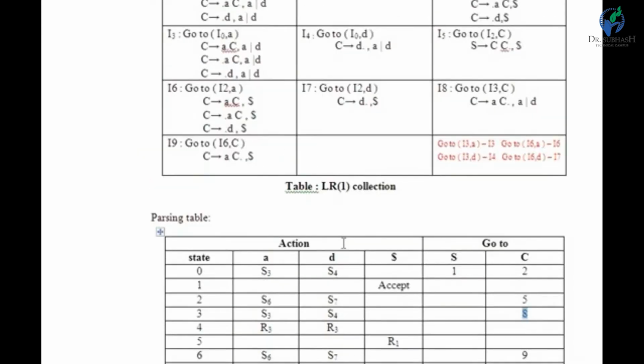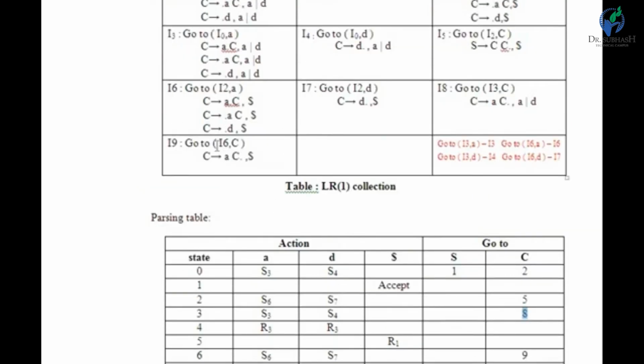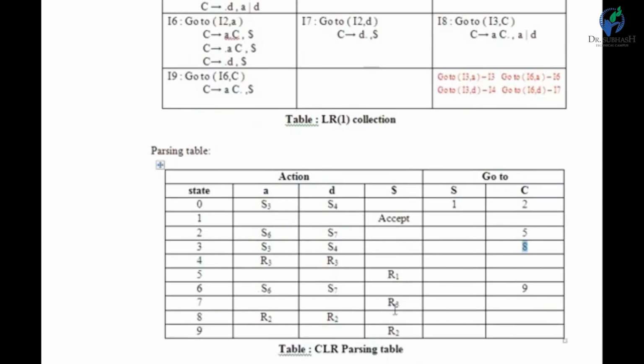Next I4, no move. I5, nothing. I6 on C is I9. So 6 on C is 9. 6 on A is 6, 6 on D is 7. So 6 on A is S6, and 6 on D is S7. So this is your shift entries and GoTo entries.